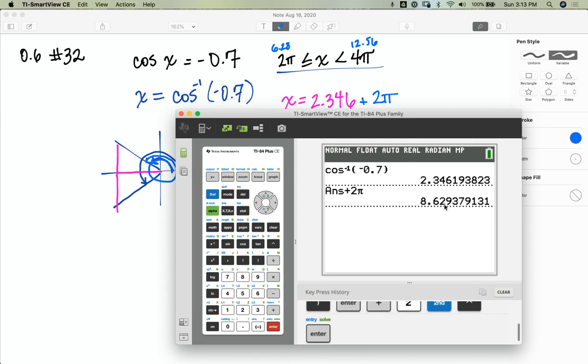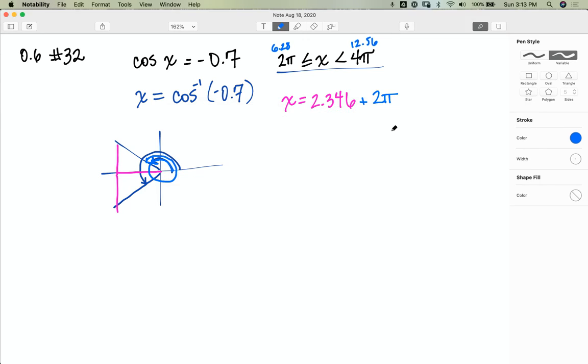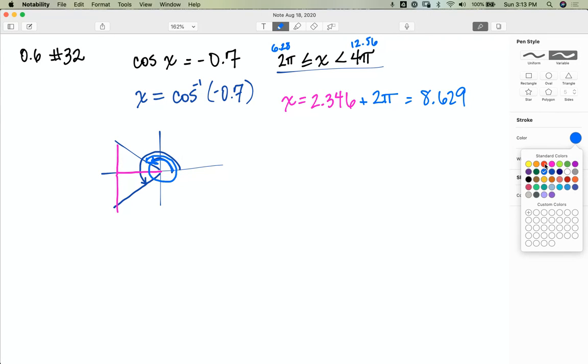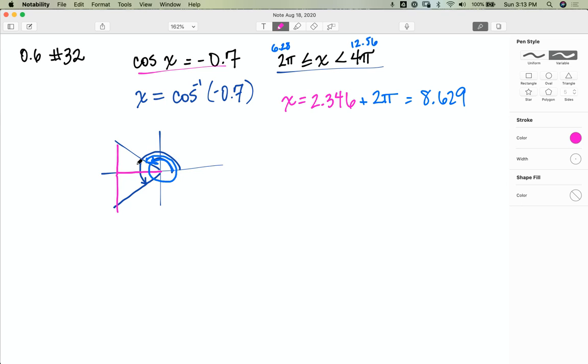So there we have 8.629. And that's going to be an answer, but it's not necessarily going to be our only answer because as we discussed a while ago, we actually have two angles that could fit the solution to this original equation because we have a second quadrant angle that has a cosine of negative 0.7, and then an equivalent third quadrant angle that has the same one.